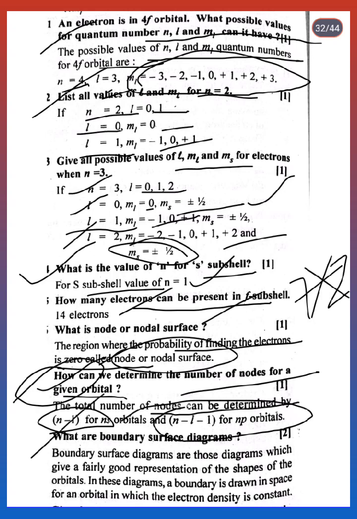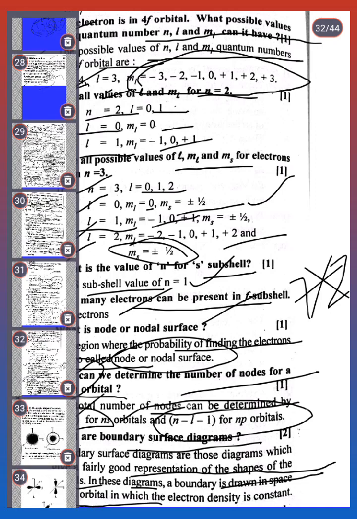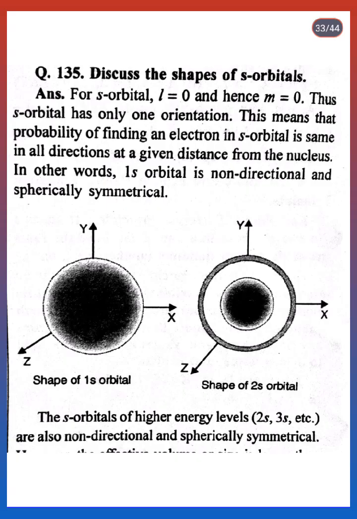Next, what are boundary surface diagrams? Boundary surface diagrams give a fairly good representation of the shapes of orbitals, and in this diagram the boundary is drawn in the space of an orbital on which the electron density is constant. So we call it a boundary diagram. Next we will talk about shapes: shapes of s orbital, p orbital and d orbital.